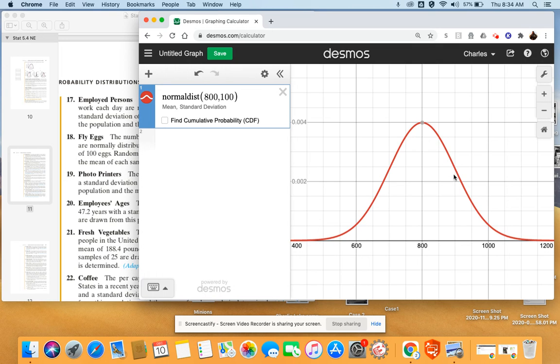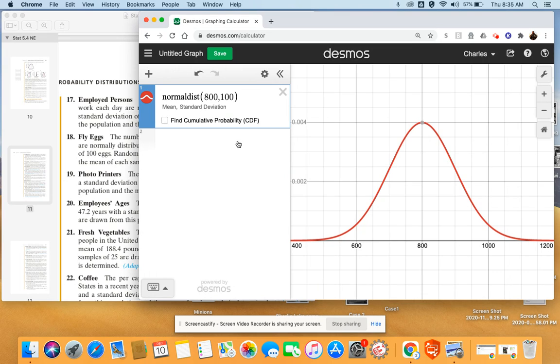And here we go. Here's our normal distribution. Pretty simple. A whole group of students just came through, so it got kind of loud for a second there.